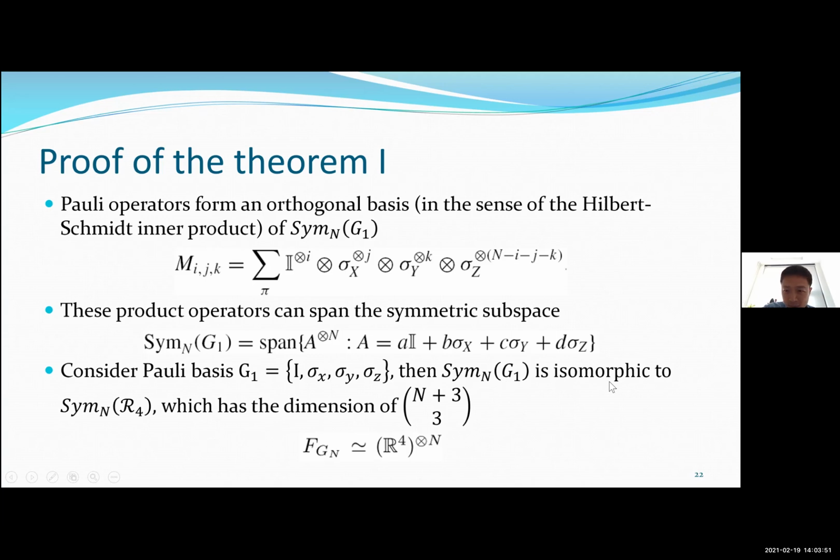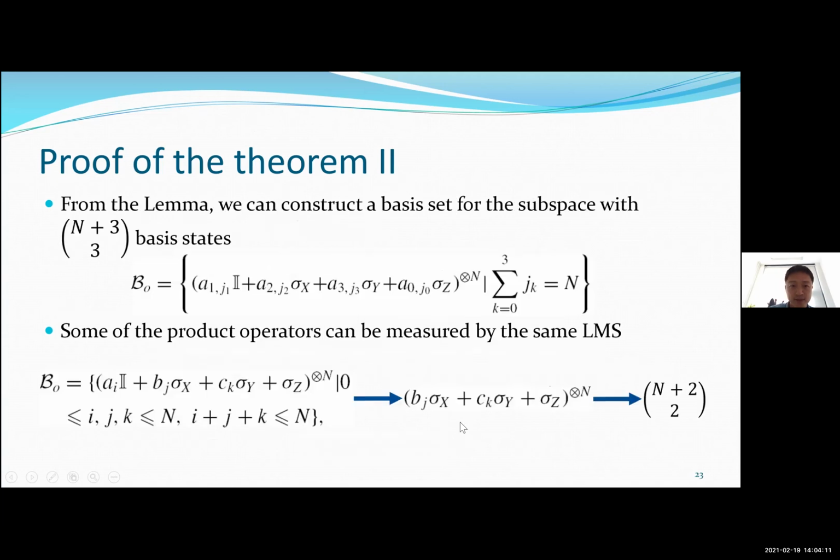So it's not hard to see that the symmetric subspace of G1 is isomorphic to the symmetric subspace of R4, real number 4. So it has a dimension of n plus 3 choose 3. That means the size of this subspace is n plus 3 choose 3. So we can decompose any symmetric n-partite operator into this product form. We call it the local observable form. And how many basis states do we have? N plus 3 choose 3.